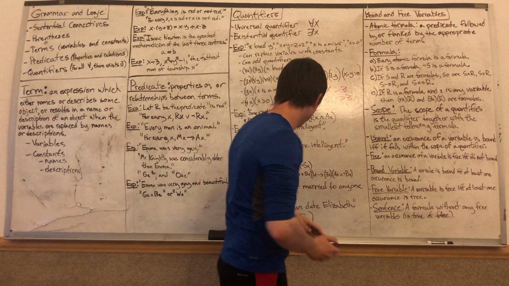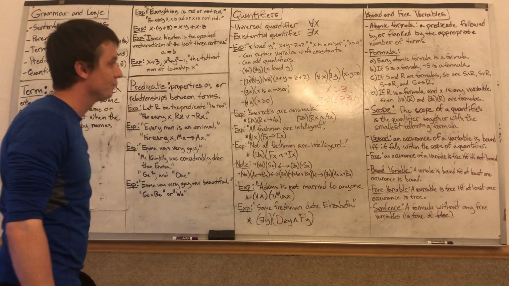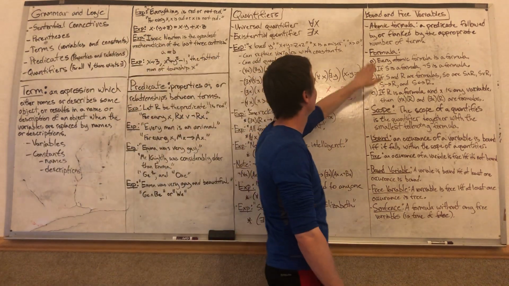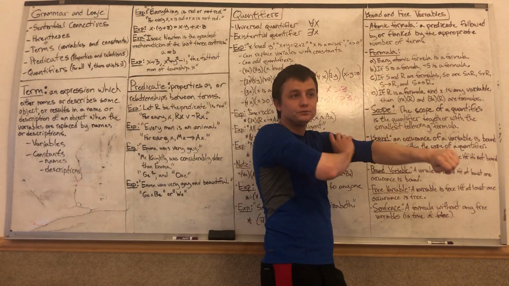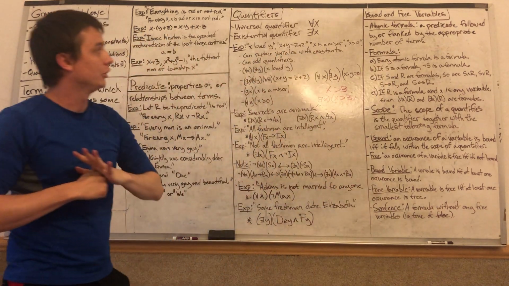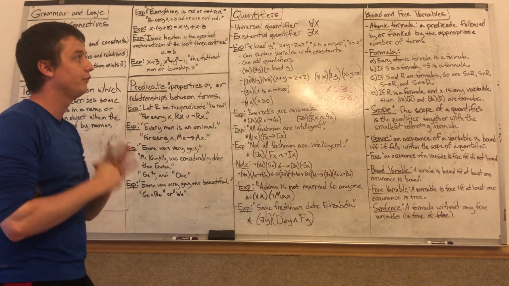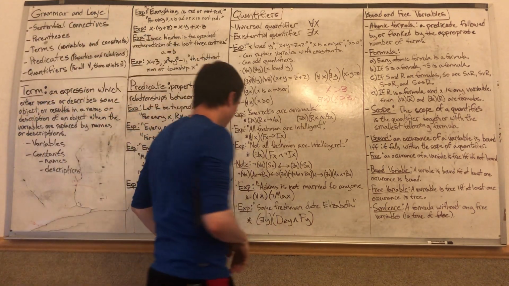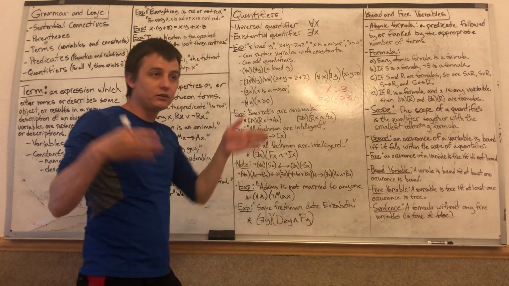Okay, so those were just examples. We need to build up an idea of a formula real quick, and then we'll go back and talk about bound and free variables. First we need to talk about an atomic formula. An atomic formula is a predicate followed by or flanked by the appropriate number of terms. Flanked means they're on both sides.